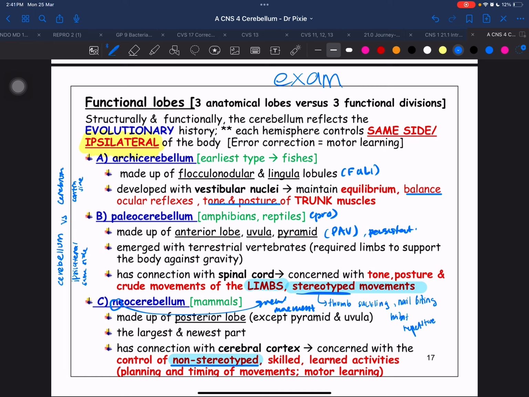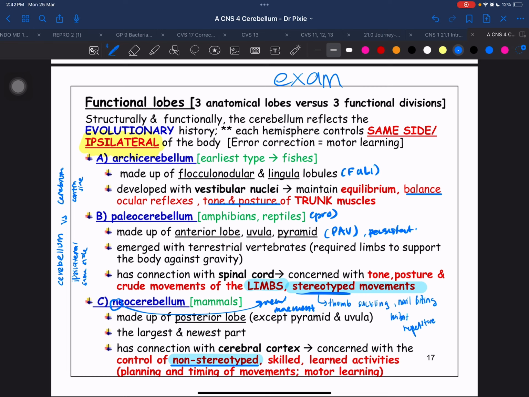How about the neocerebellum? The latest is in the mammals, mainly the posterior lobe, the largest and the newest. This is very important. This will help you to control the fingers for non-stereotype movement, skilled movement, learned activity. This is the anterior lobe. This is the flocculonodular.